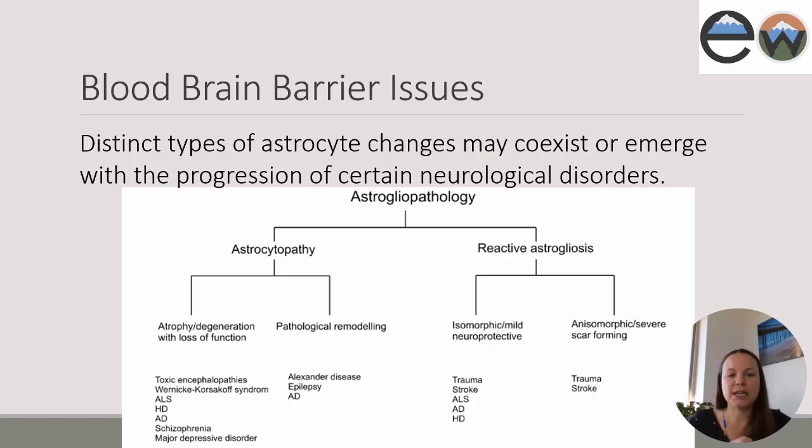And then on the left-hand side, you can see reactive astrogliosis, they actually change their morphology, and that's where you get the stiffening in the tissue. And then the astrocytopathy, that is more of this change in excitability, and you can see the epilepsy. And then just interesting, you can see Alzheimer's disease, major depressive disorder.